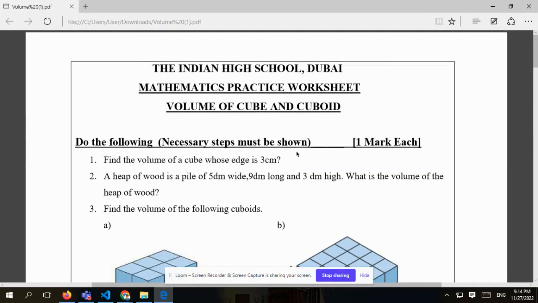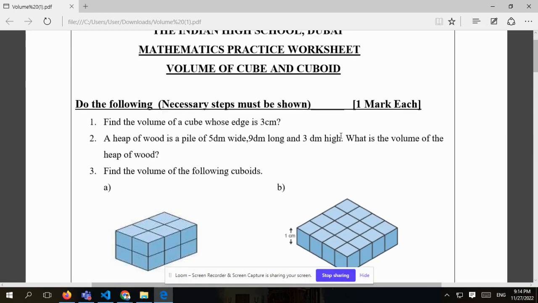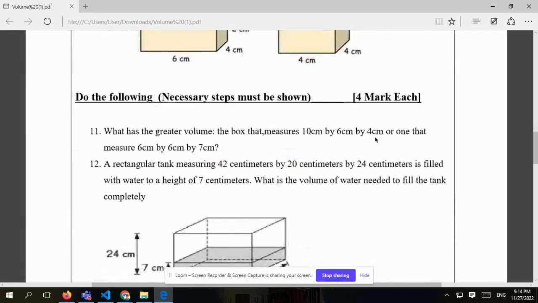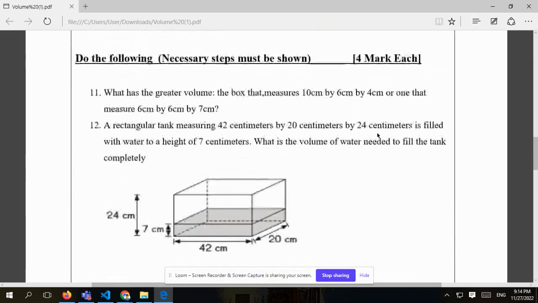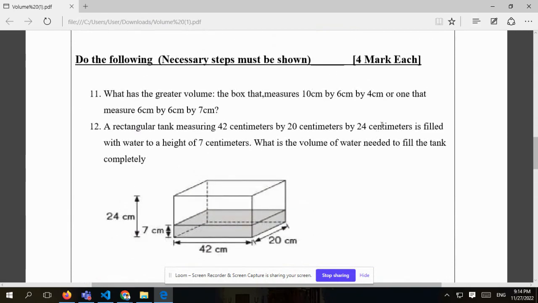All right, now we'll start this volume worksheet which has been given by the teacher. We'll start with the reverse order. We'll take the last problem first because those are supposed to be tougher than the first problems. Question number 11: what has the greater volume, the box that measures 10, 6 by 4?